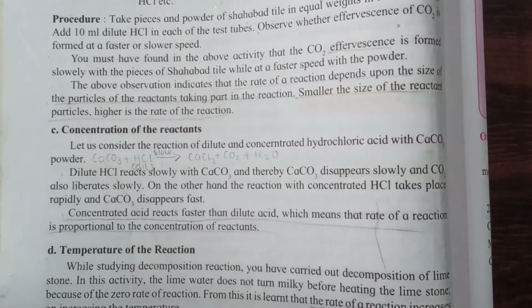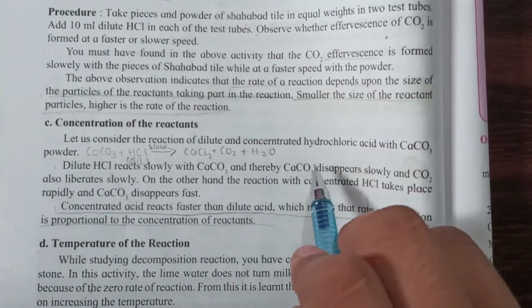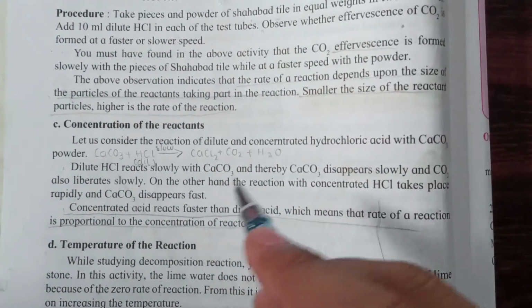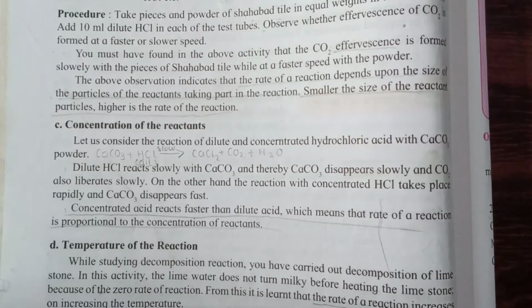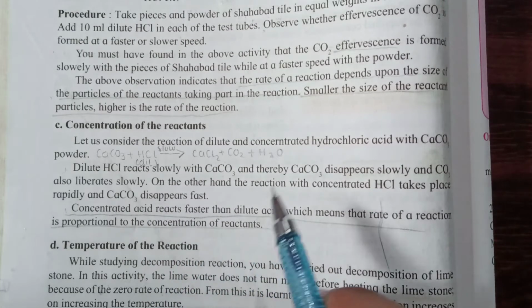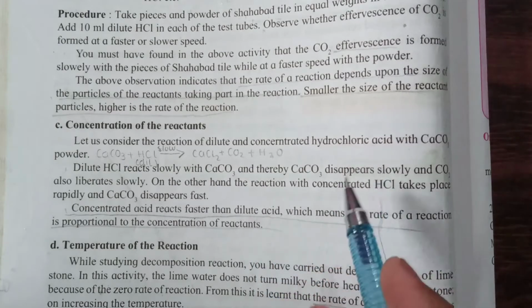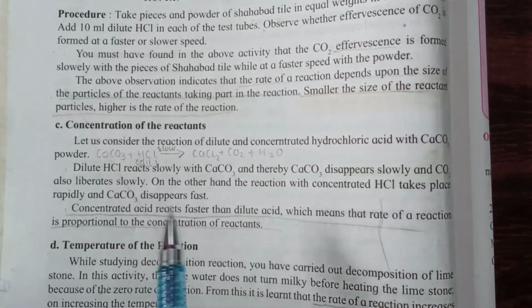The third factor is the concentration of the reactants. Let us consider the reaction of dilute and concentrated hydrochloric acid with calcium carbonate powder, that is CaCO3 powder. Dilute hydrochloric acid reacts slowly with calcium carbonate, and thereby calcium carbonate disappears slowly and carbon dioxide is also liberated slowly. On the other hand, the reaction with the concentrated hydrochloric acid takes place rapidly and calcium carbonate disappears fast.